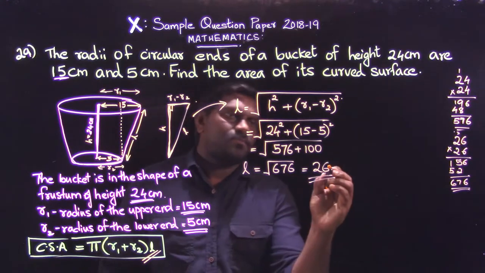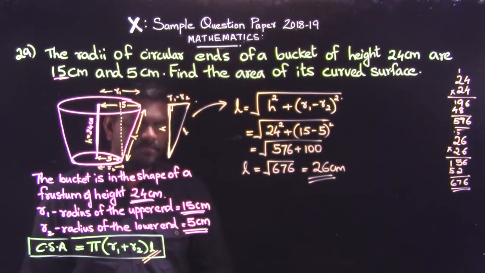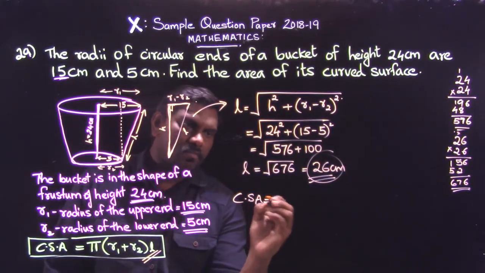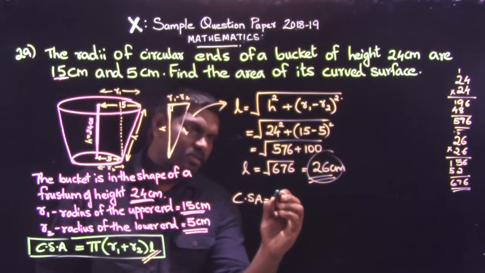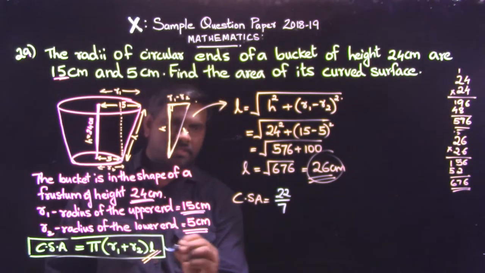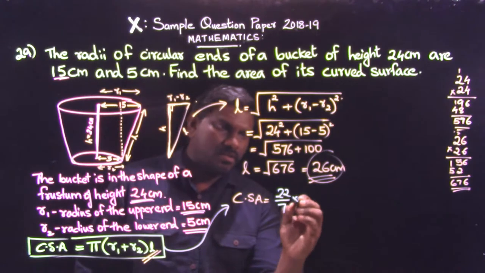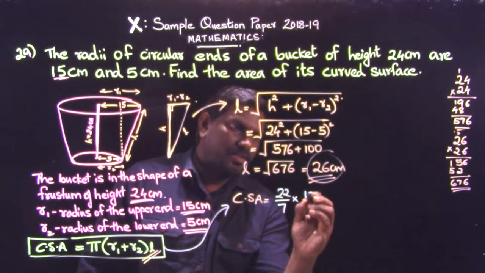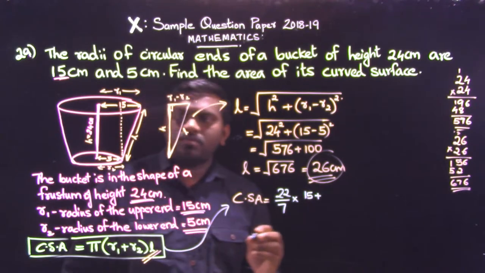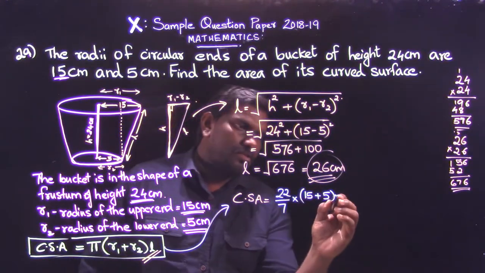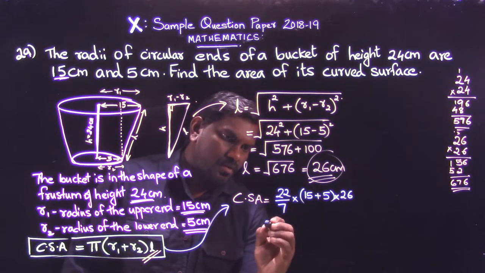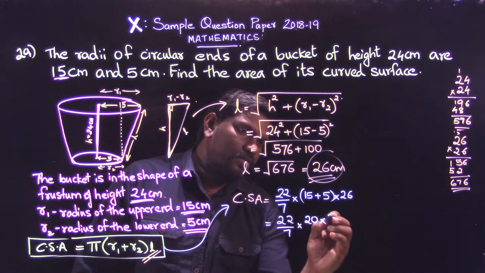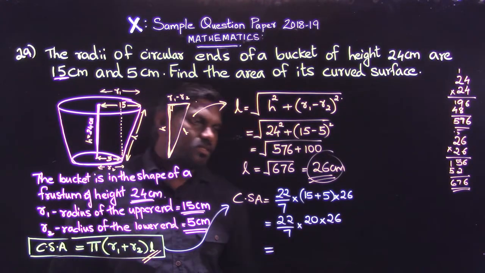So 26 centimeters is what I have here for L. This is something which will go all the way down into the CSA formula. CSA is 22 by 7, which is pi, into R1 plus R2, which is 15 plus 5, into L, which is 26. So I can write 22 by 7 into 20 multiplied with 26. And what is it that I'm ultimately finding, dear?